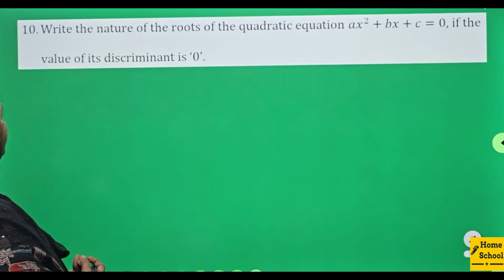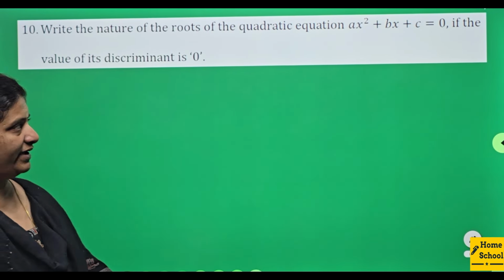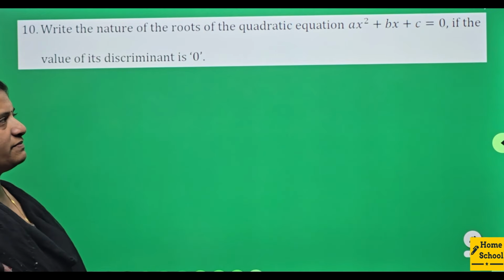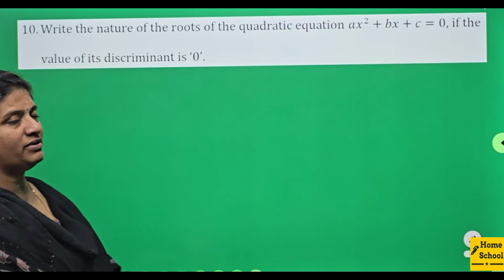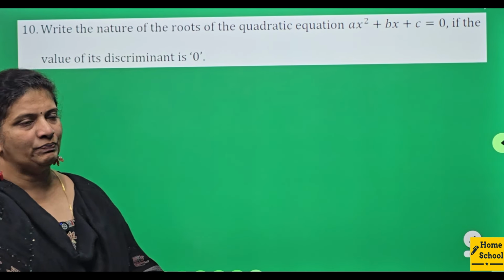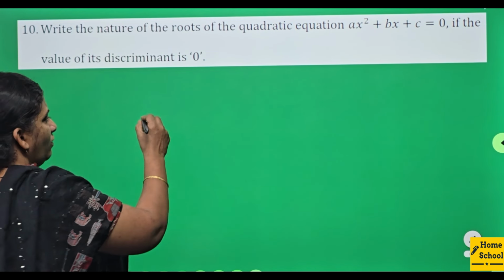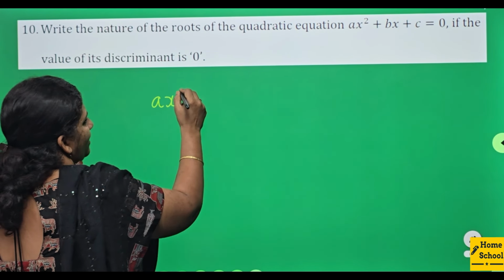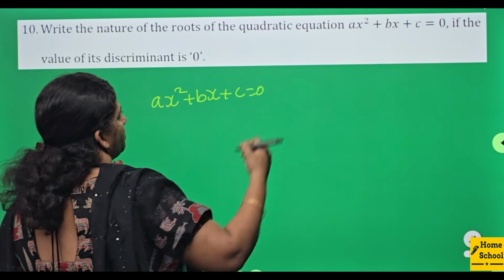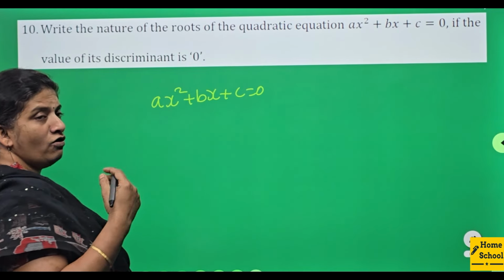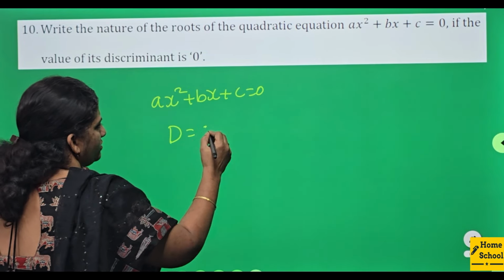See the next one, 10th one. Write the nature of the roots of the quadratic equation ax square plus bx plus c equal to 0 if the value of its discriminant is 0. Observe the question carefully. Write the nature. Given quadratic equation is the standard form ax square plus bx plus c equal to 0. The value of its discriminant is 0, that means D is equal to 0.